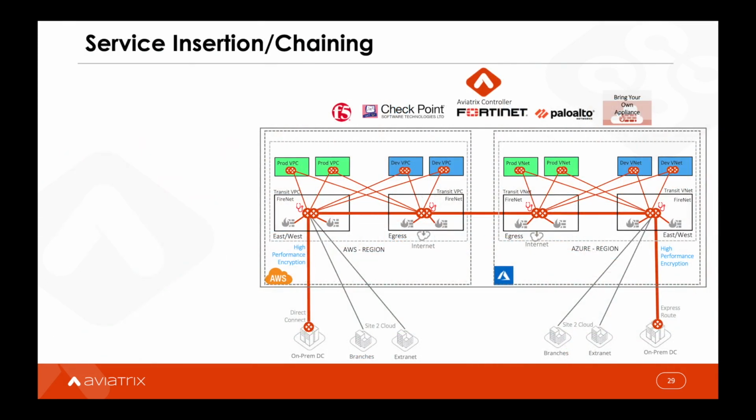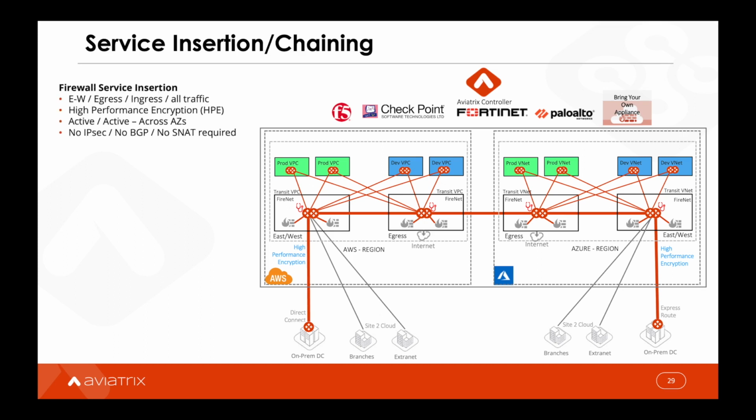Let's take a closer look at the Aviatrix multi-cloud service chaining feature. In this diagram, we have a two-cloud environment, AWS on the left and Azure on the right. You can have east-west, egress, or ingress traffic patterns inspected by the architecture. You can bundle this with high-performance encryption, which is discussed in a separate section in this training.